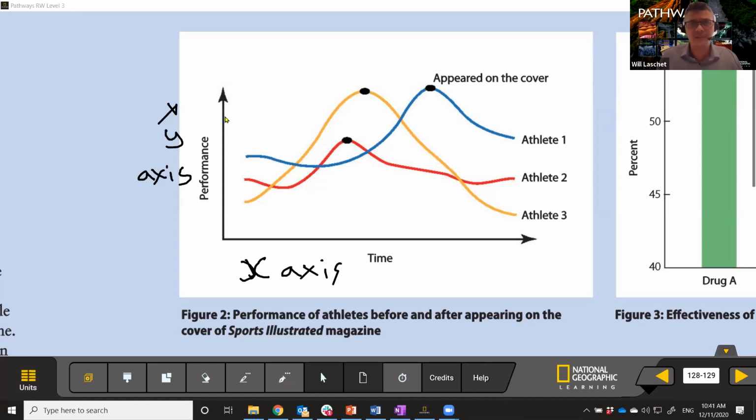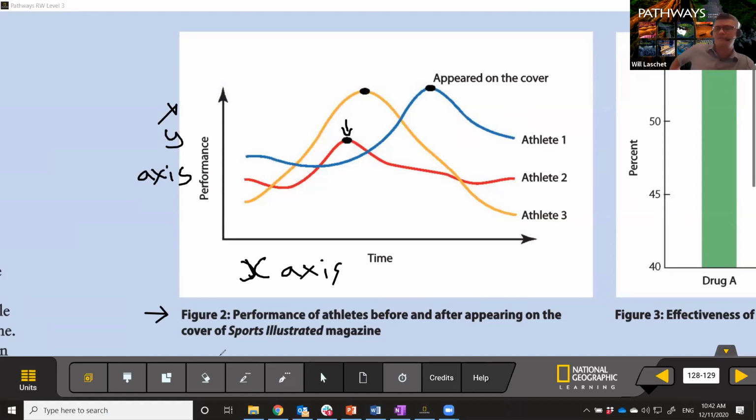And what are these dots at the top? Okay, so what are these dots here showing us? This is showing us the what? What's the dot? It's the peak performance, that's right. And when was the peak performance? If we look at the description of the figure down here at the bottom, when was that? When was the peak performance? When they appeared on the cover.